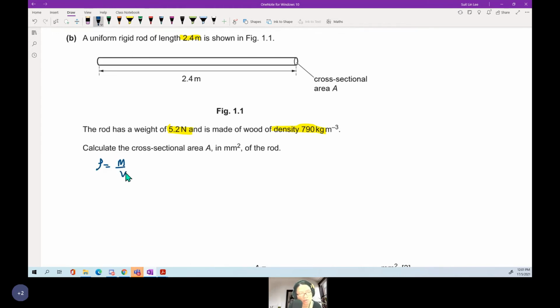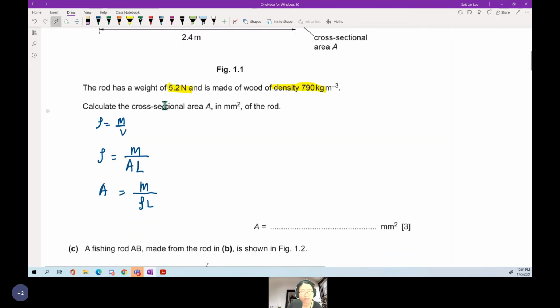Density is mass over volume. But volume is area times length. So I rearrange first because I don't want to move things around later. A equals m over rho L. Then I continue lor.